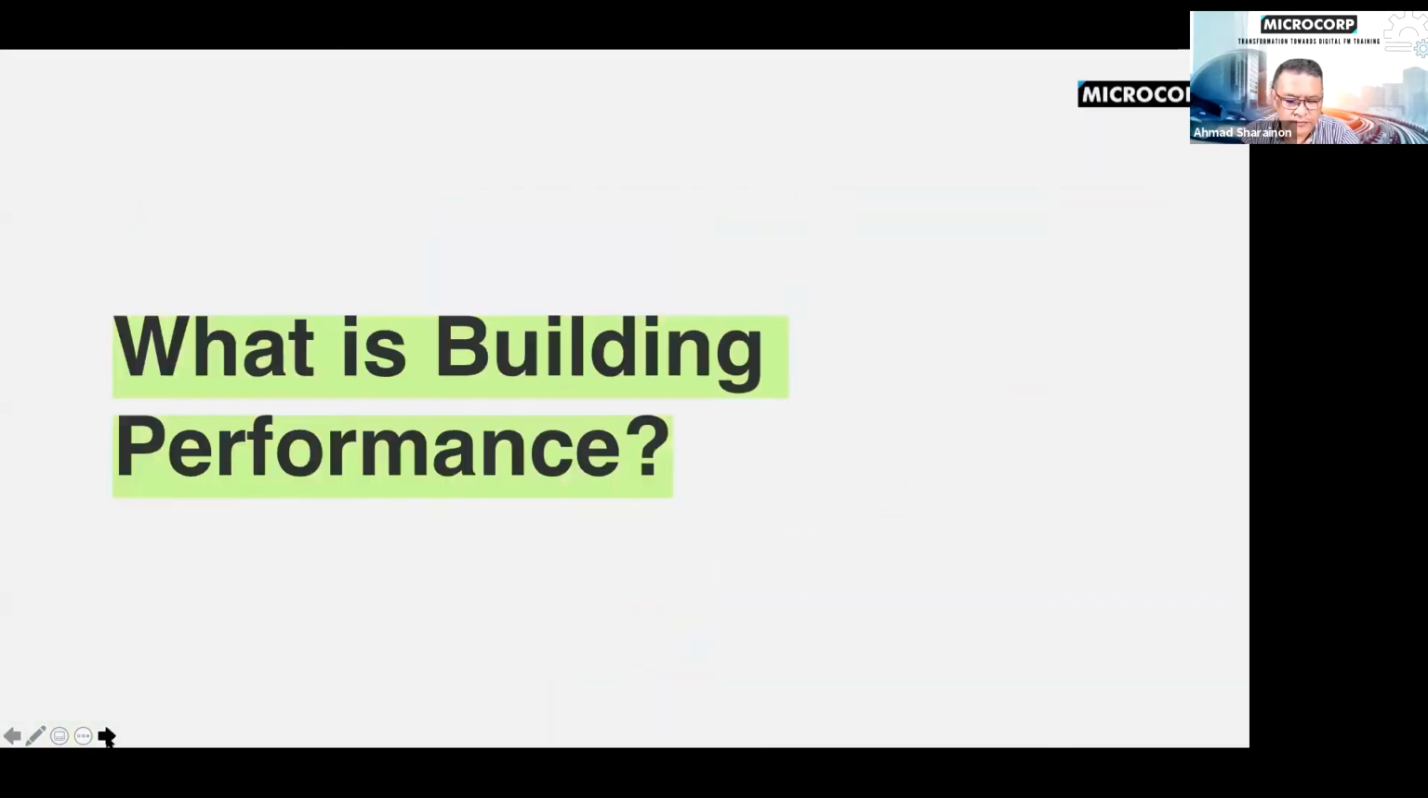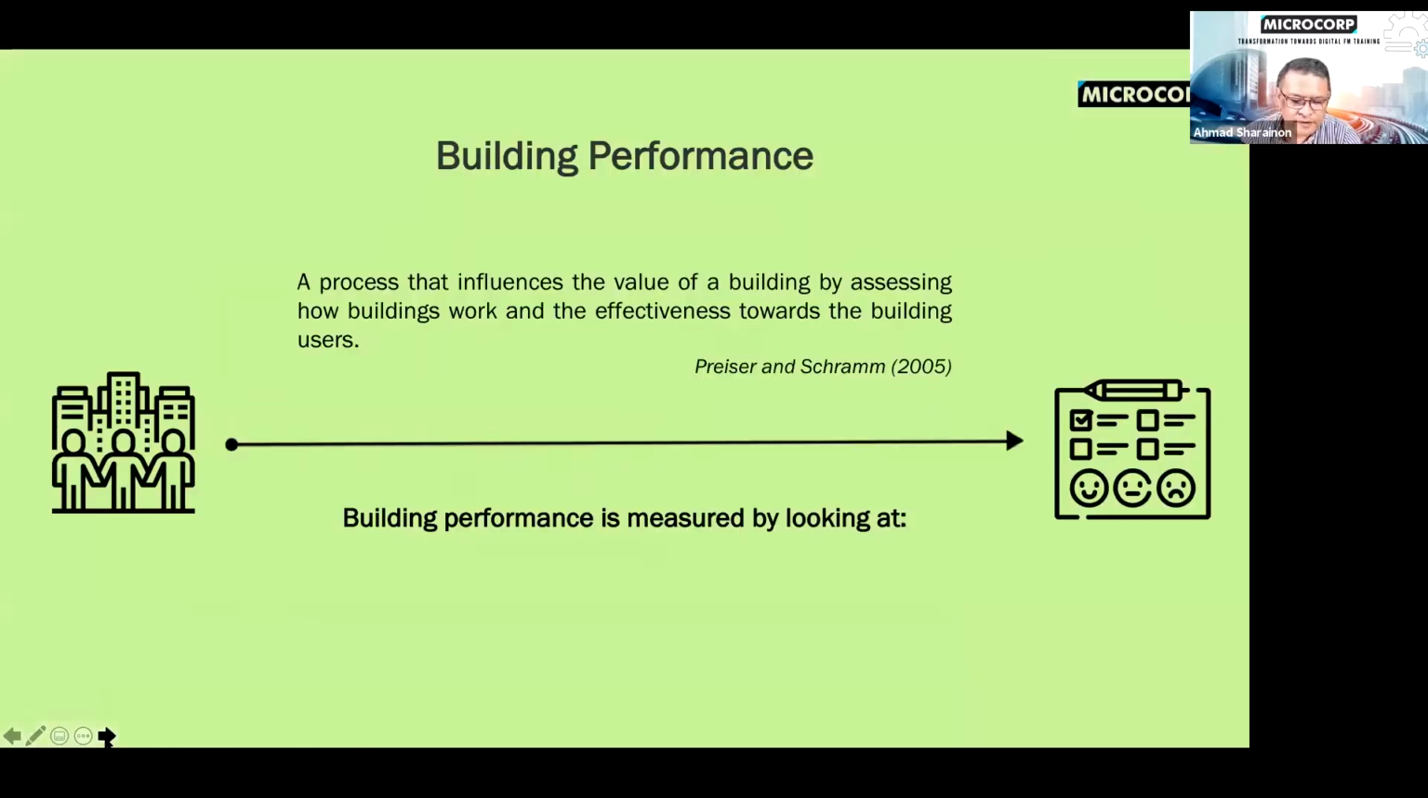First, we need to answer what is building performance. From the literature, which is quite old, 2005, maybe other people have updated this definition. Building performance, from Preiser and Schramm in 2005, is a process that influences the value of a building by assessing how the building works and its effectiveness toward the building users.